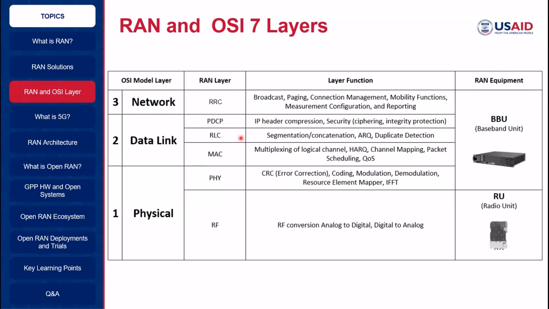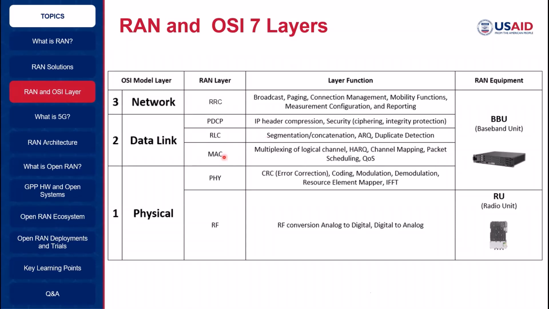Now, in the RLC, there is what we call the segmentation and concatenation, the automatic repeat request, and then duplicate detection. So the RLC decides, like for example, you have a very big data that will be transmitted, and the air interface cannot handle it. So what the RLC will do, it will segment your data into two. So first transmission is one, second transmission is one, because we cannot transmit as a whole. So that's one of the jobs of the RLC, just to make it simple.